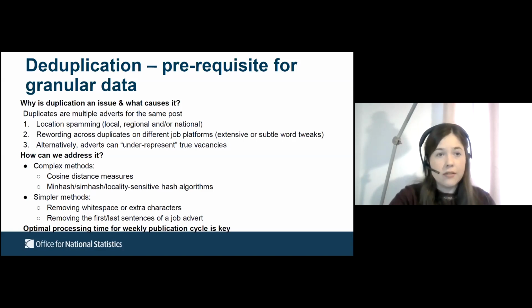lot of the duplicates. A key thing for us is that we're publishing at the moment on a weekly cycle, so we extract Adzuna data on a Friday and then publish the series the following Thursday. We really need to take a process which has optimal processing time. Next slide, please.